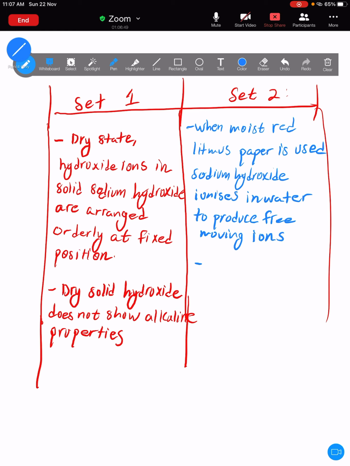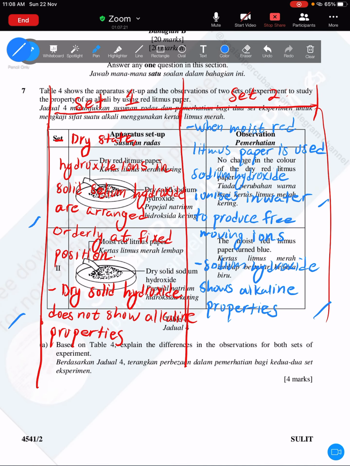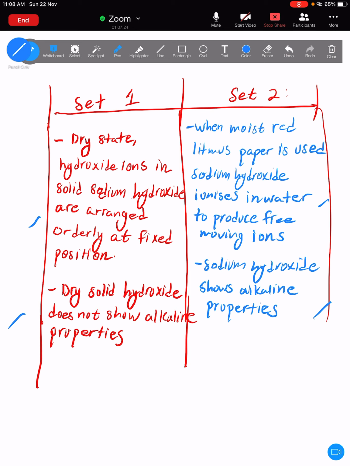So what happened? The sodium hydroxide shows alkaline properties. Okay, 4 marks to explain like this. Nampak tak? You just need to talk about the role of water in this case. That's it. The role of water in this case. That's it. You get the full mark.